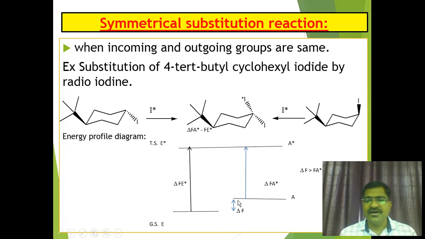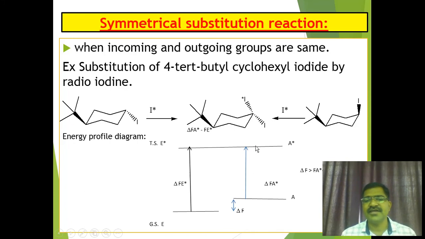And therefore, if you compare the energy difference between the equatorial and axial isomer, it is delta F. Now, when the reaction takes place, the equatorial and axial isomers react to give the identical product, and formation of product takes place. Both give the same product, and therefore the excited state energy is identical for both isomers.